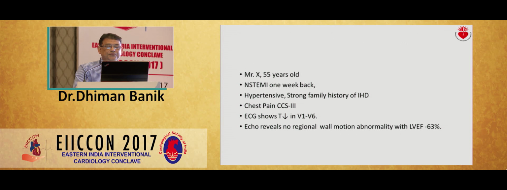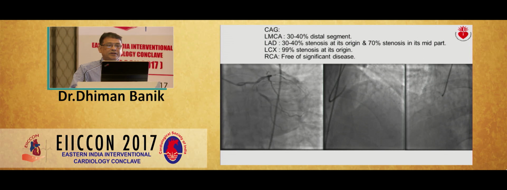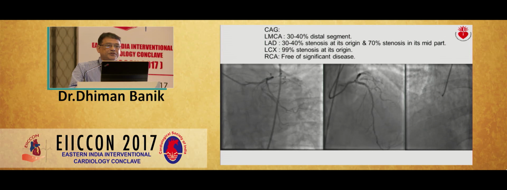This is a gentleman of 55 years who presented to me with chest pain of class 3 angina. He had a non-ST segment elevation MI 1 week back. He is hypertensive and had a strong family history of ischemic heart disease. His ECG shows T inversion in V1 to V6. His echo reveals no regional wall motion abnormalities with normal ejection fraction, 60%. So we performed an angiogram for this patient.